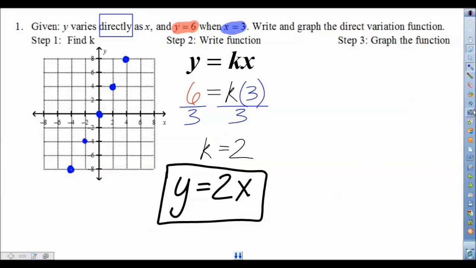And so here's our line. See? That's all there is to it. Now let's look at the other kind of graphing problem that you're going to run across here, which is inverse variation.